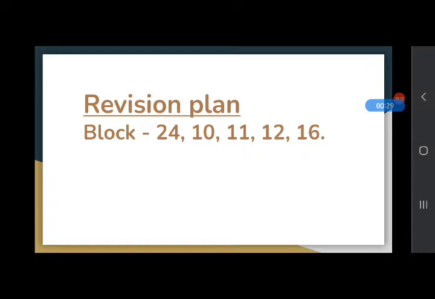And this is our revision plan for today. For this week, we will revise block 24, block 10, 11, 12 and 16.